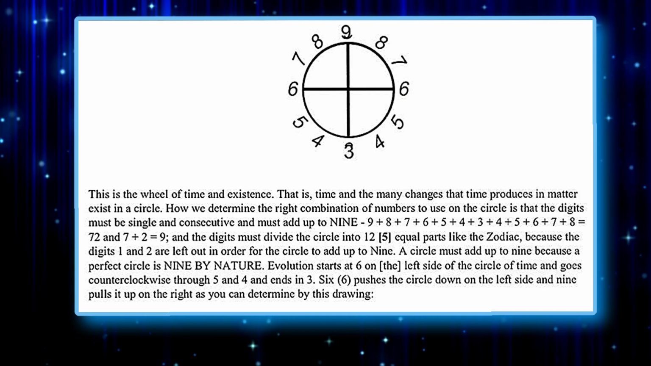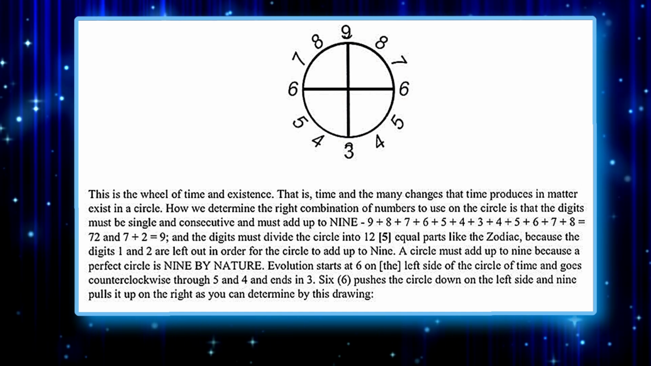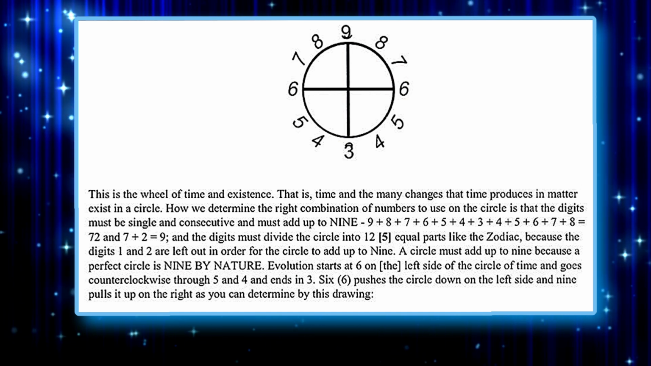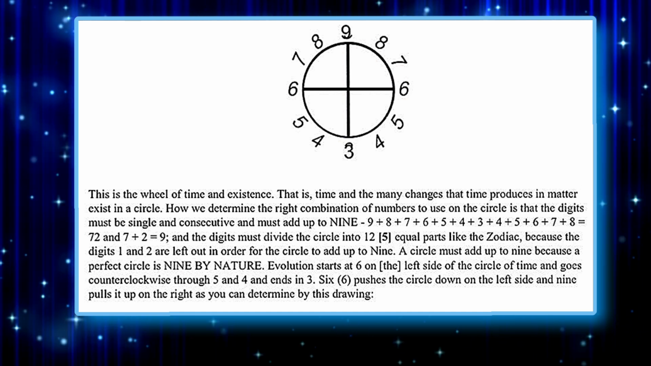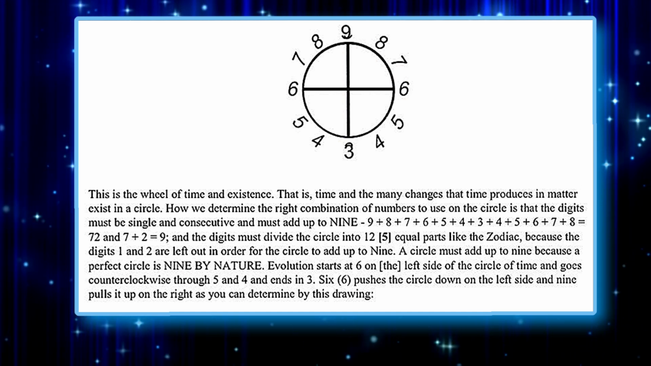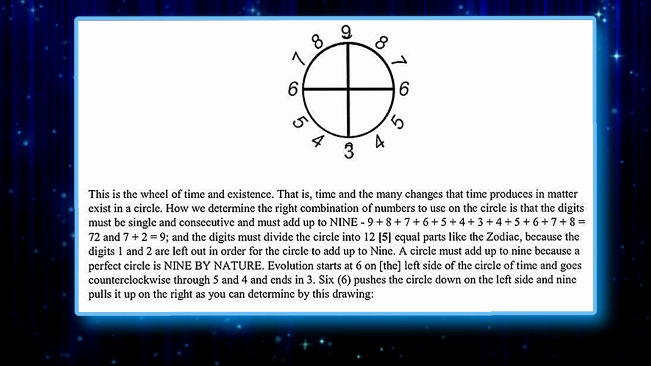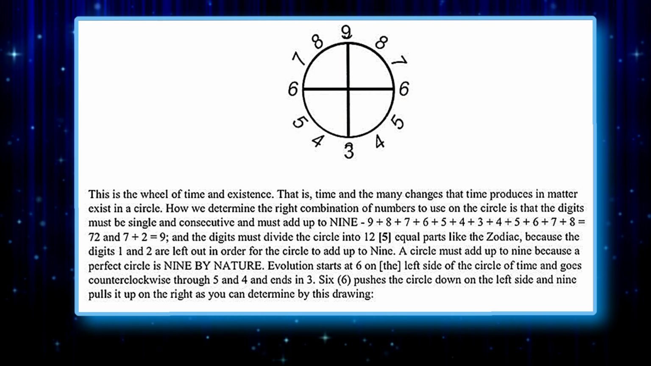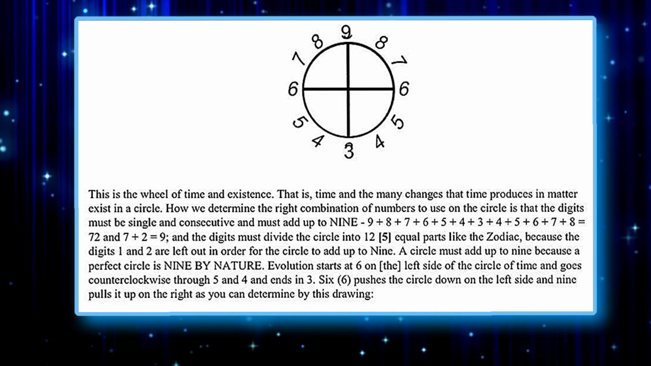This is the wheel of time and existence, that is time and the many changes that time produces in matter exist in a circle. How we determine the right combination of numbers to use on the circle is that all the digits must be single and consecutive and must add up to 9. 9 plus 8 plus 7 plus 6 plus 5 plus 4 plus 3 plus 4 plus 5 plus 6 plus 7 plus 8 equals 72, and 7 plus 2 equals 9.